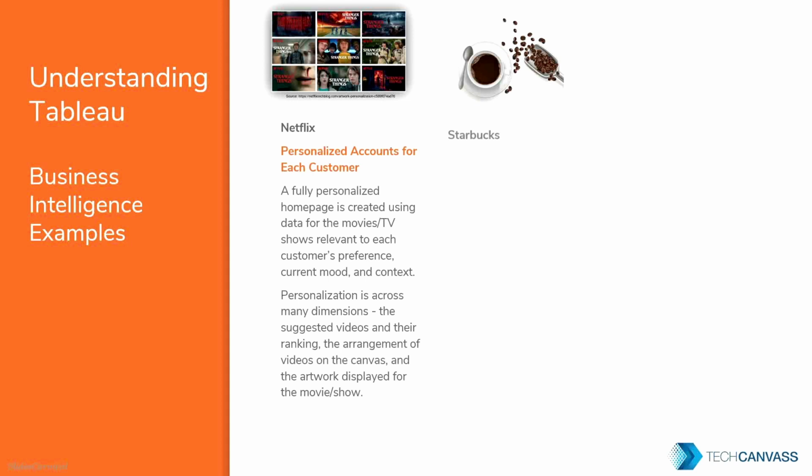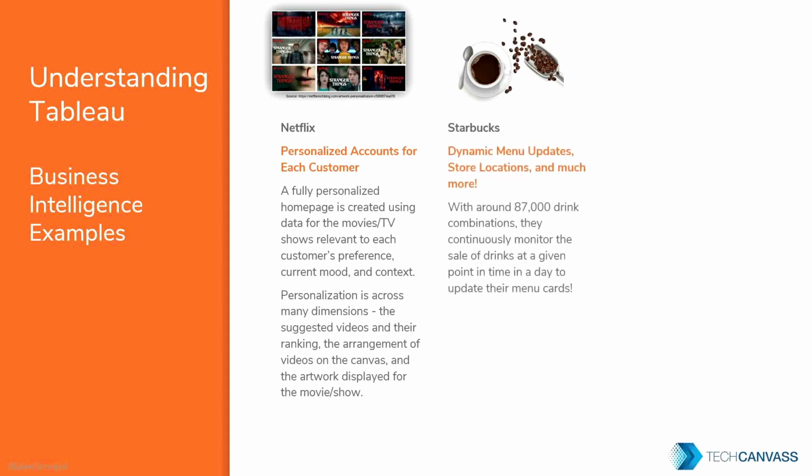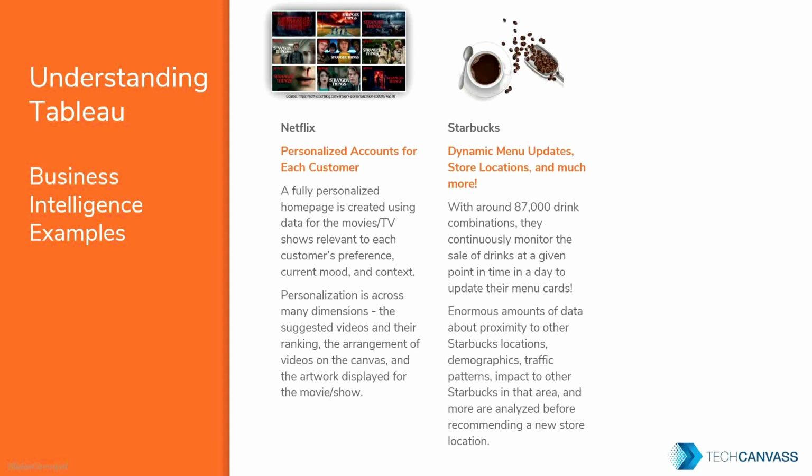Starbucks, the famous coffee chain, completes over 100 million transactions per week. So with around 87,000 drink combinations, they continuously monitor the sales at a given point of time in a day, and they dynamically update their menu cards. Also, enormous amounts of data about proximity to other Starbucks locations, demographics, traffic patterns, impact to other Starbucks in that area, and more are analyzed before recommending a new store location. So Starbucks is using data extensively.